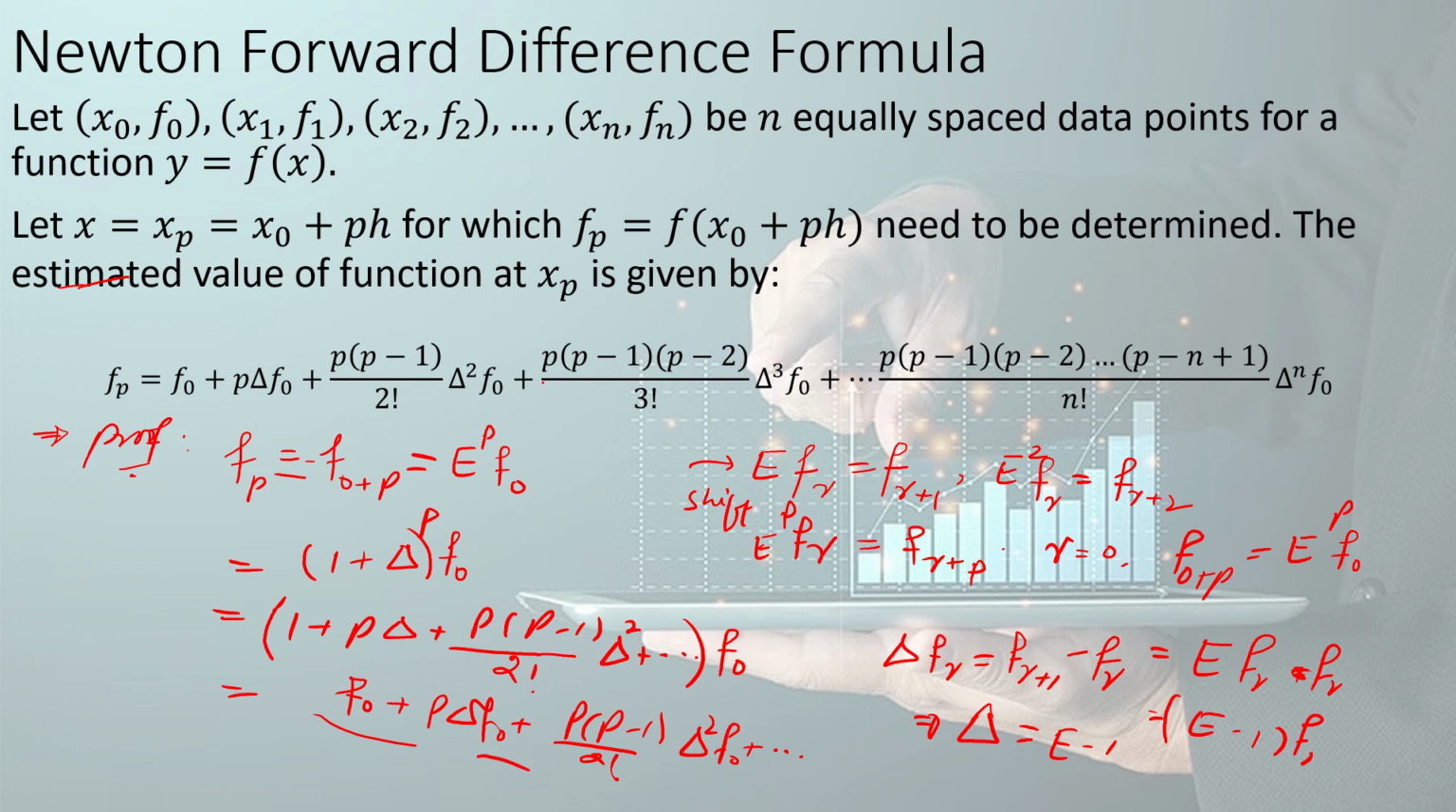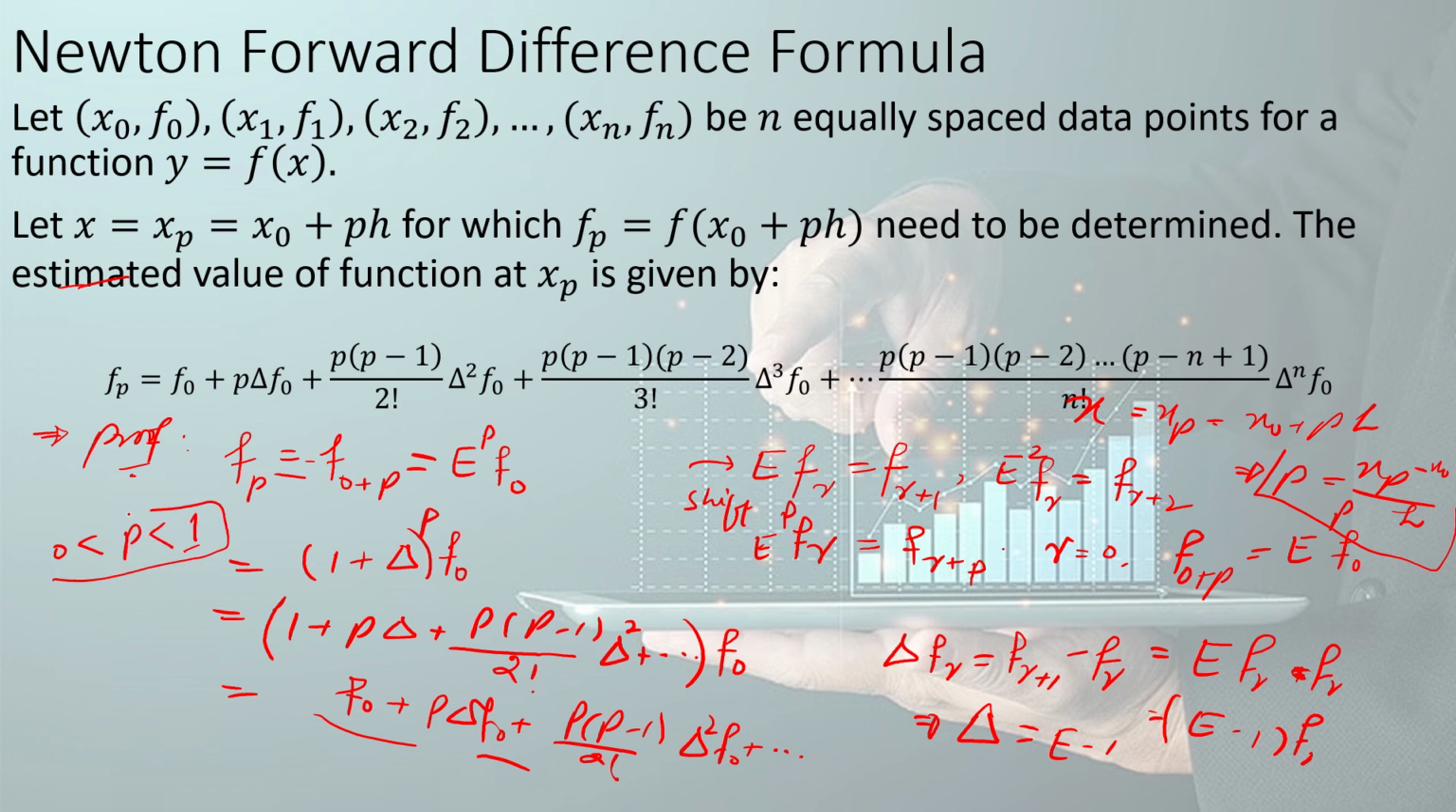Keeping in mind the value of p that will be found, we see that xp equals x naught plus ph, where h is obviously the common difference. Then we can find p is equal to xp minus x naught divided by h. We may impose a condition on p that p will be between 0 and 1. Sometimes we do that.